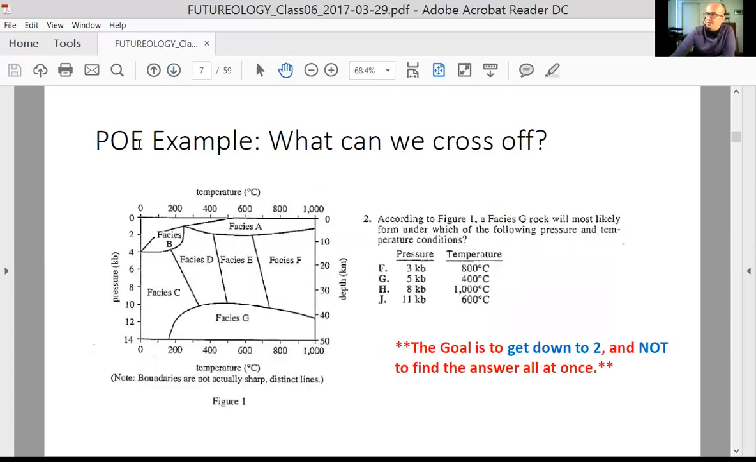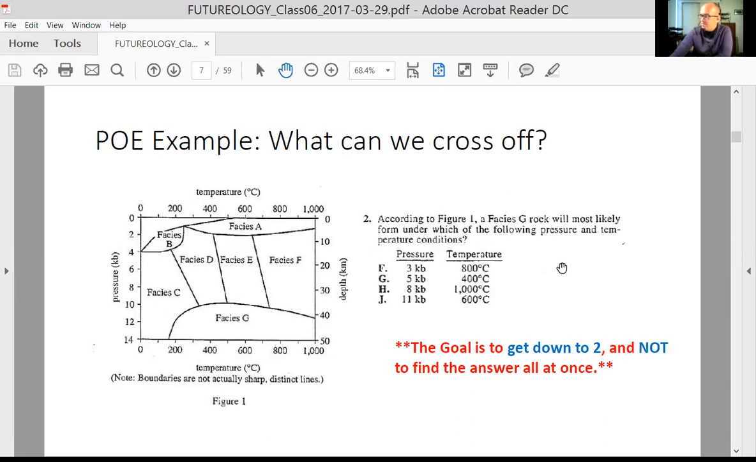Here's an example of POE on the science. You guys can just take a look at this. This is actually not from the 2009-04 test, so just take a look at the slide and take a moment to read the question. It says, according to figure 1, a facies G, don't even worry if you can't pronounce the name. You can just call it an FG rock in your mind, that's fine. So an FG rock will most likely form under which of the following pressure and temperature conditions? When I read this question, I'm thinking the terms figure 1, FG rock, and then temperature and pressure.